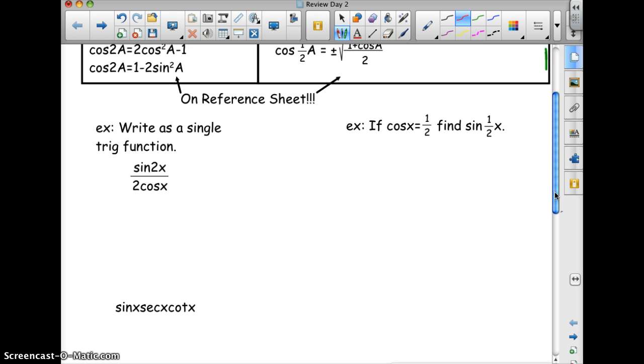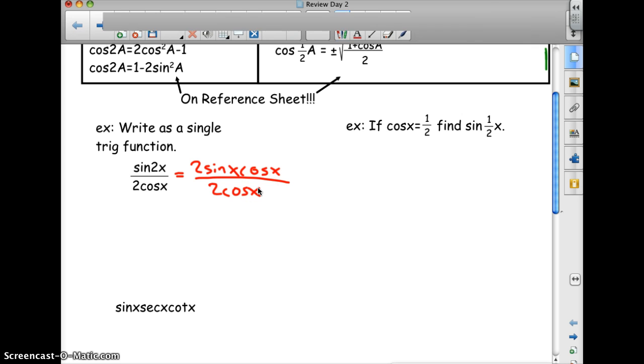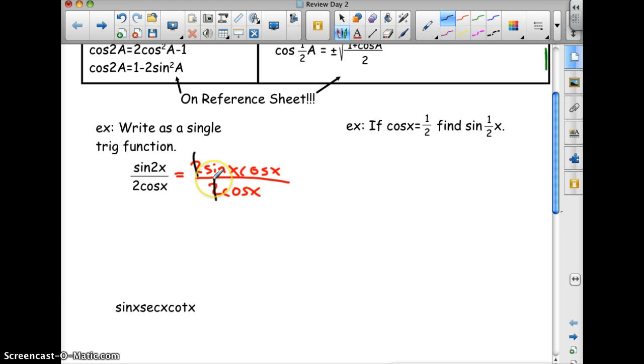Write as a single trig function. So this is what I want to do. When I have a question like this and I see sine 2x in there, I want to replace it with what that's equal to, which is 2 sine x cosine x, over 2 cosine x. And hopefully you'll see it's readily apparent here that the 2's will cancel, the cosine x will cancel, and this will simplify to just plain old sine x.